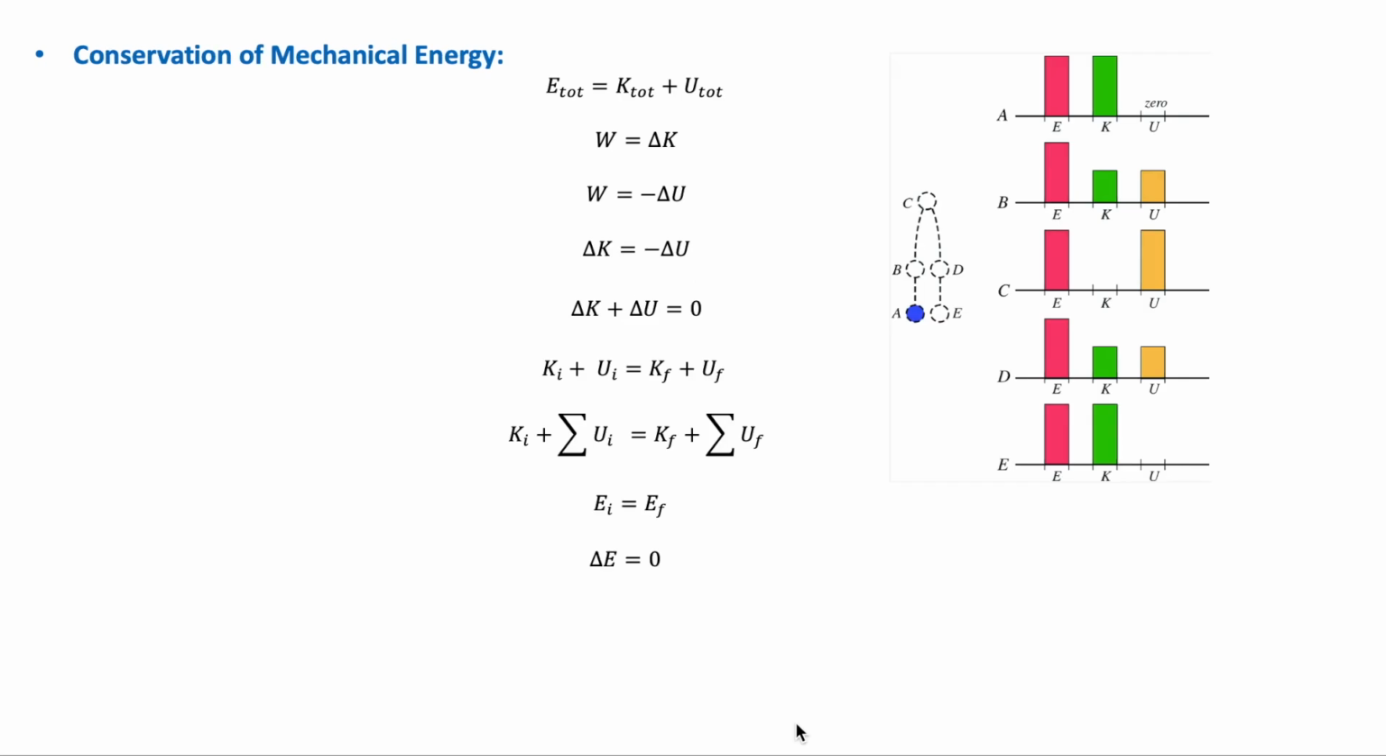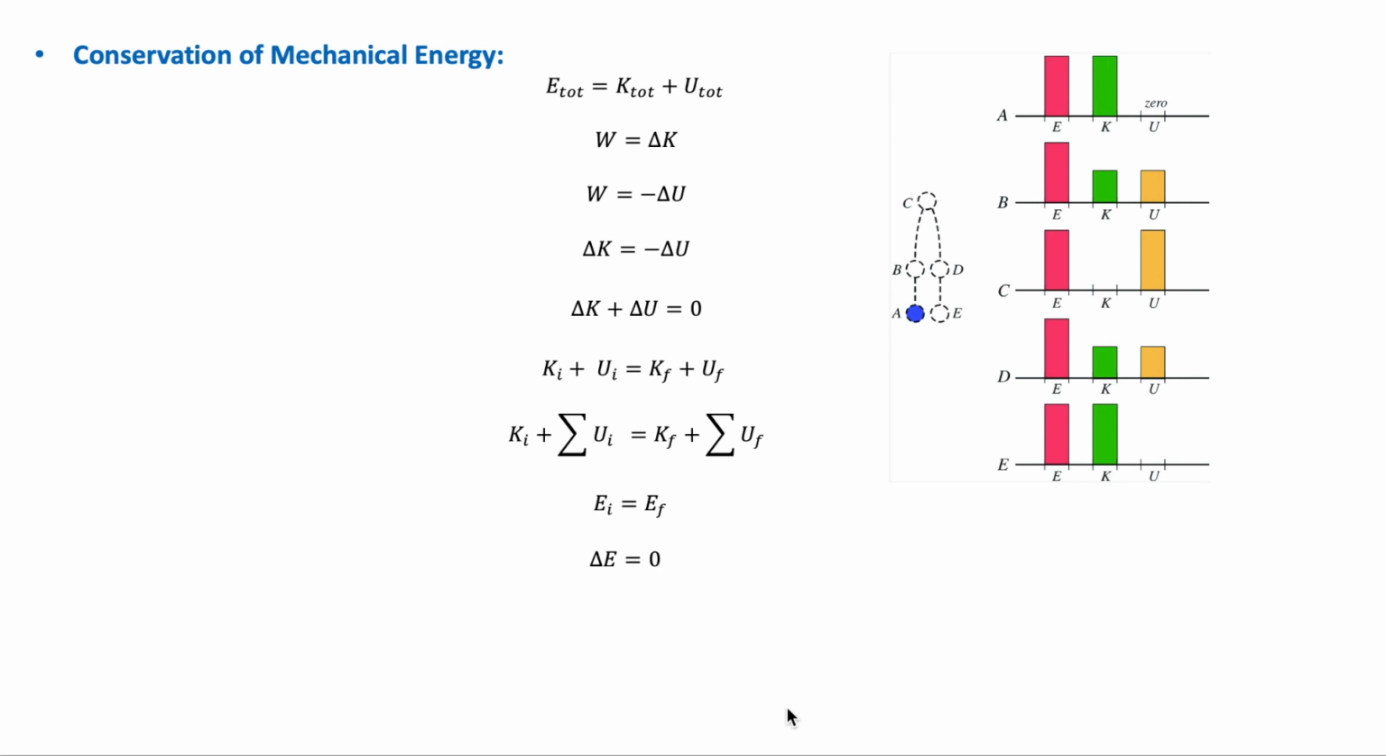So let's now consider the conservation of mechanical energy. The total mechanical energy of a system is defined as the sum of all of the kinetic energies of the objects within the system plus all of the potential energies of the system, okay? So let's consider an isolated system where there are no external forces acting on it, so the net external force is equal to 0. So the only forces acting in that case are internal forces, which may be conservative or non-conservative, okay?